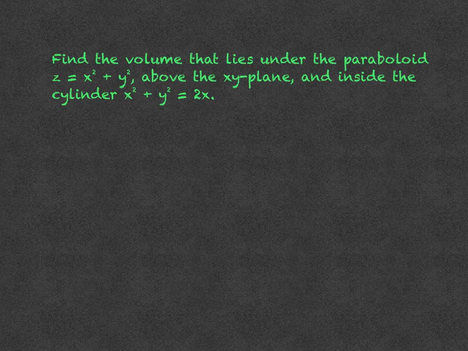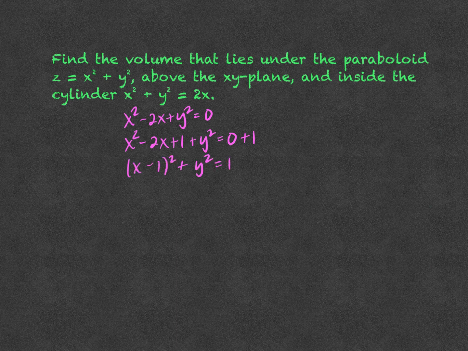Let's start with x squared plus y squared equals 2x. So that means x squared minus 2x plus y squared equals 0. So I'm going to complete the square. X squared minus 2x plus 1 plus y squared equals 0 plus 1. So x minus 1 squared plus y squared equals 1. So here we have a circle centered at (1, 0), and the radius is 1.